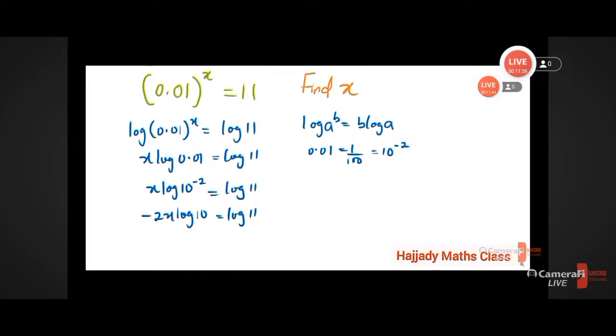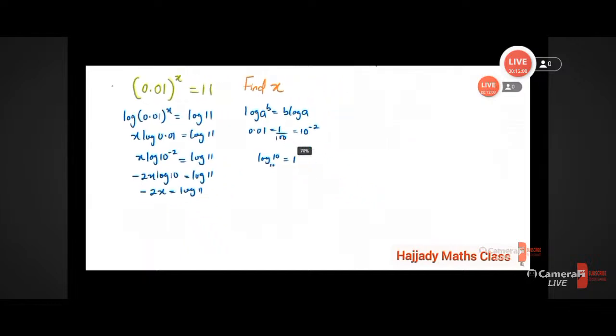From the basic knowledge of logarithm, we know that log 10 automatically adds the base of 10, and log 10 base 10 is the same thing as 1. So here at the left hand side here, we are going to have negative 2x equals log 11. So from here, dividing both sides by negative 2, so here I'm going to have x equals negative 1 over 2 log 11.